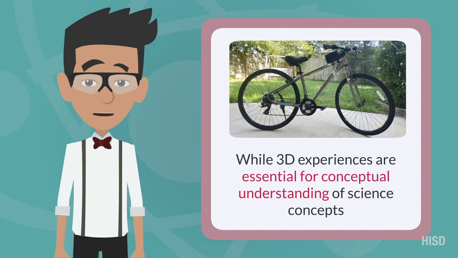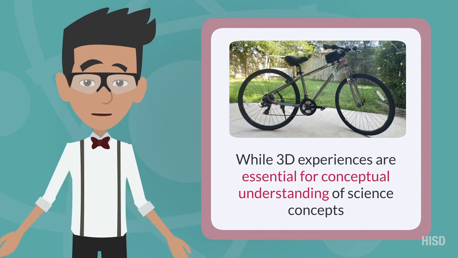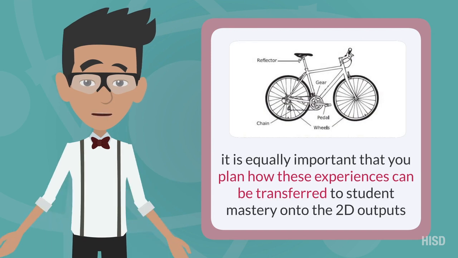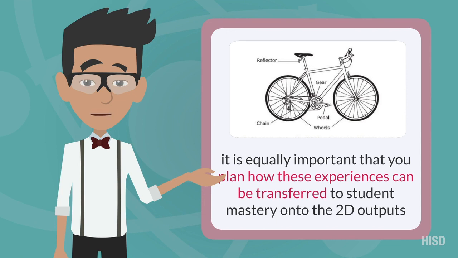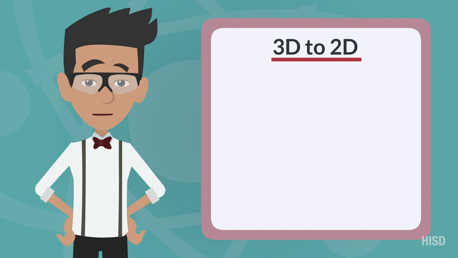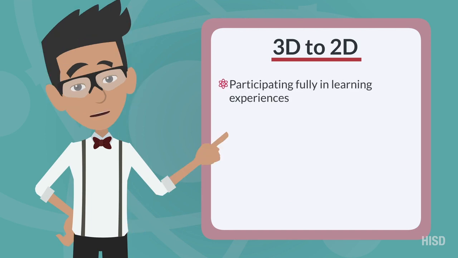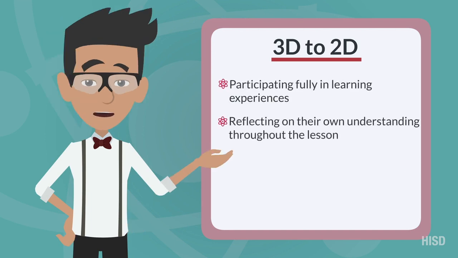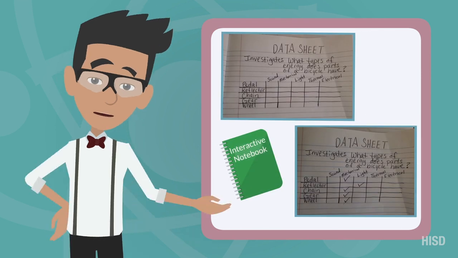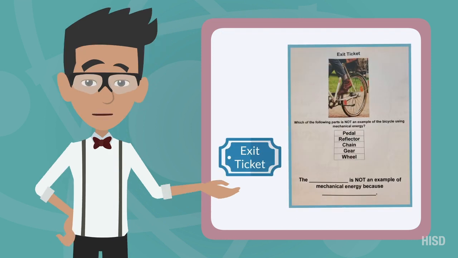While 3D experiences are essential for conceptual understanding of science concepts, it is equally important that you plan how these experiences can be transferred to student mastery onto the 2D outputs. 3D to 2D involves students participating fully in learning experiences, reflecting on their own understanding throughout the lesson, and transferring conceptual lessons from hands-on to paper and pencil assignments. Students can create 2D outputs, such as entries in an interactive notebook, or as exit tickets.